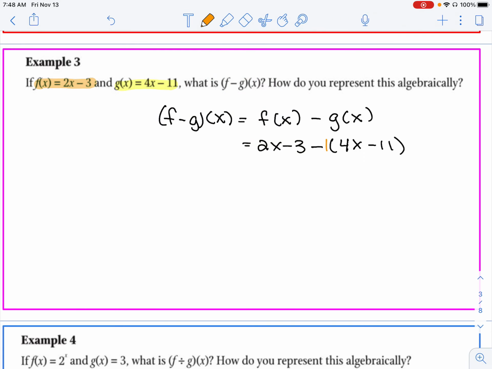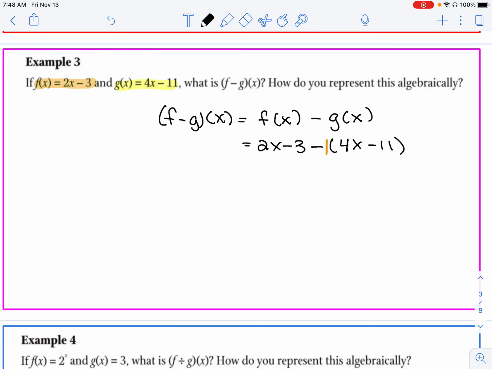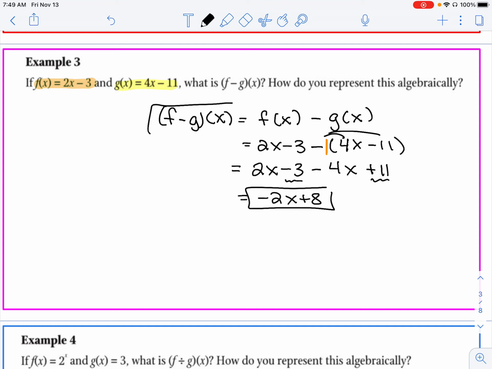So to simplify this expression, remember there's an invisible 1 in front, so we're going to have to distribute negative 1 to both terms. So this is really negative 4x, and then negative 1 times negative 11 is plus 11. So if I combine like terms, 2x minus 4x is negative 2x, and then negative 3 plus 11 would give me a positive 8. So that would be f minus g of x.